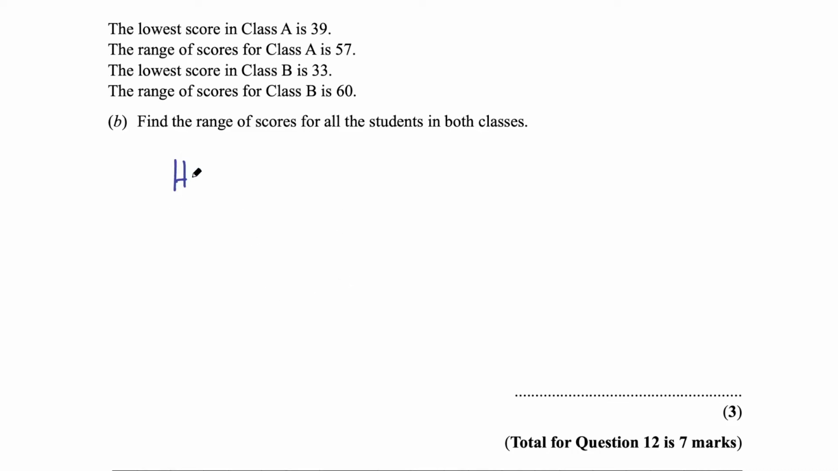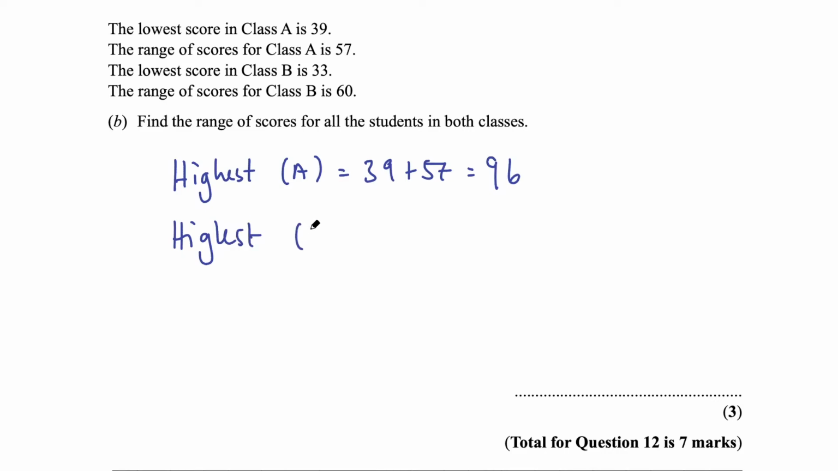So we need to work out the highest score for A. That would be 39 plus 57, and 39 plus 57 is like 40 plus 56, which is 96. And then the highest for B is going to be the lowest score plus the range, so that's 93. So then we can work out the range of both classes. It's going to be the highest score, in this case 96, higher than 93.